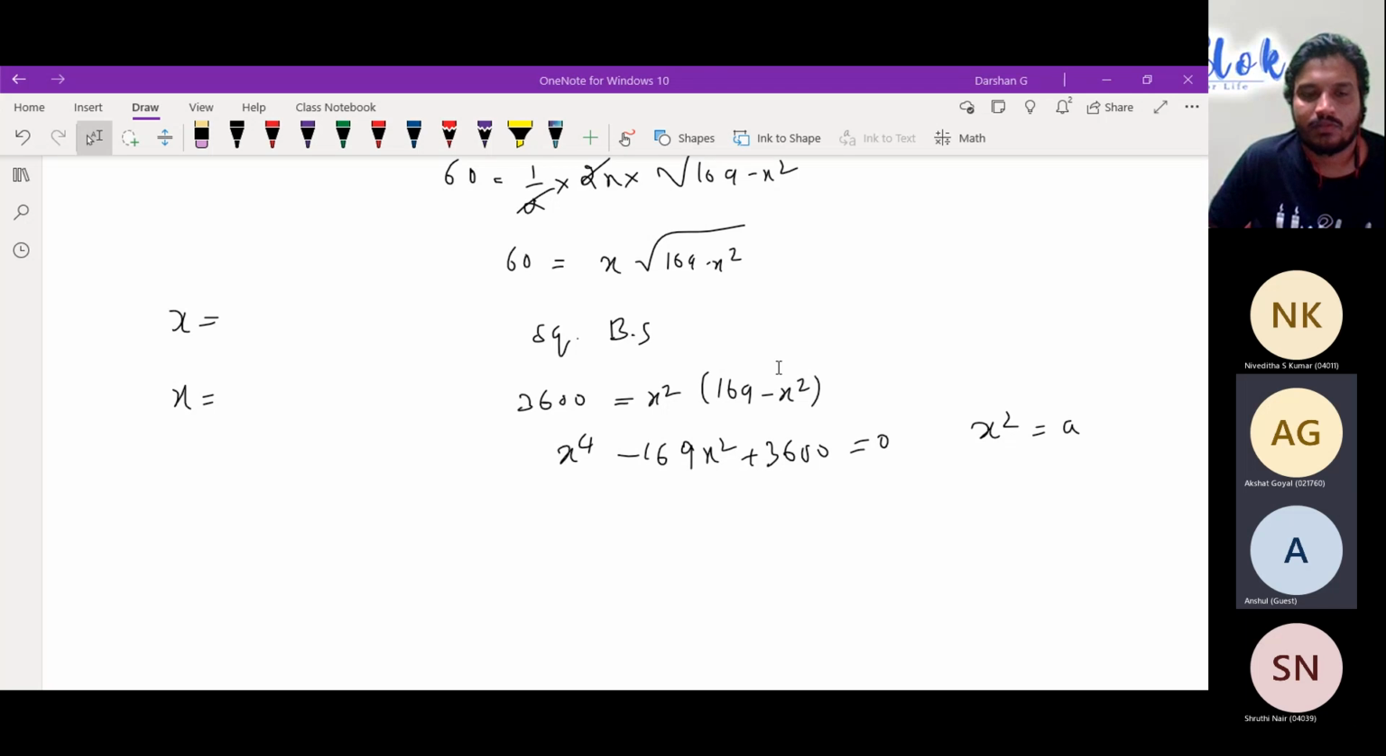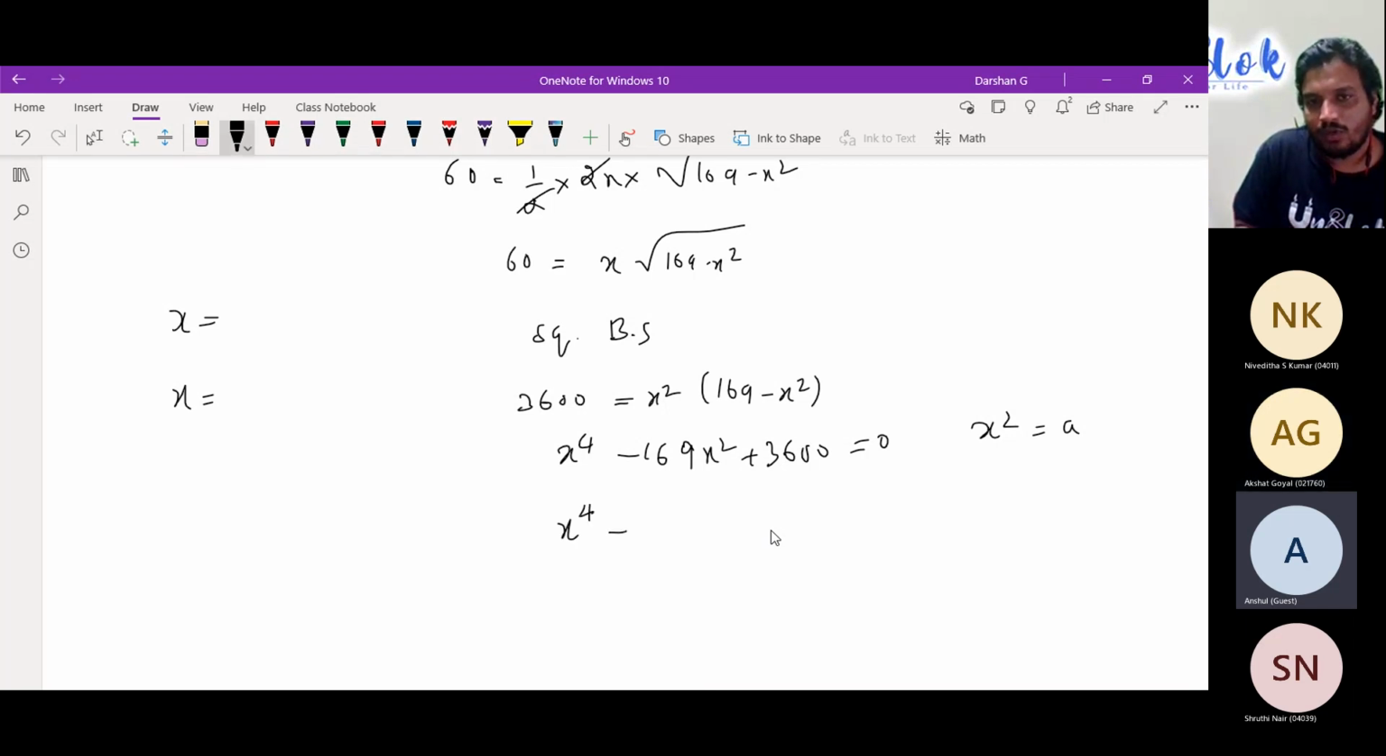So I did this method, but then I couldn't split the middle term. I'm getting stuck here. I'm not able to split. What are you getting? I did till this step, but then I'm not able to split the middle term. Okay, fine. So when I multiply 3600 into 1, it will become 3600, right? x to the power of 4, right? And I have to split it to get 169. Sir, can you split it in minus 144 plus 25? Yeah, you can, but minus into plus is becoming minus, right? Here it should be plus. So that's wrong.